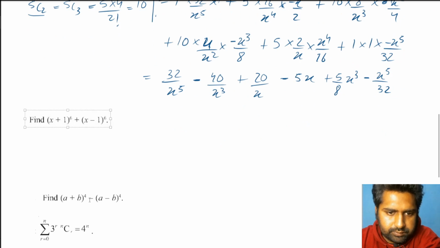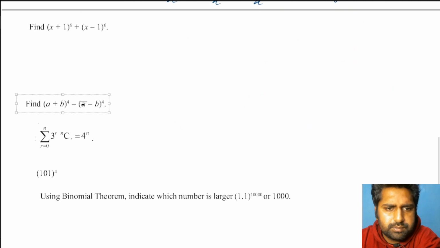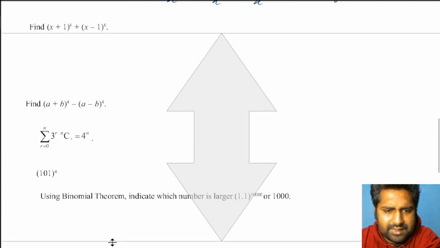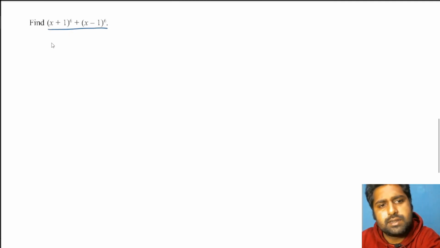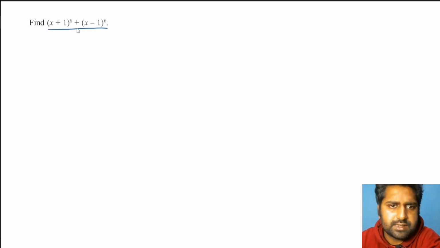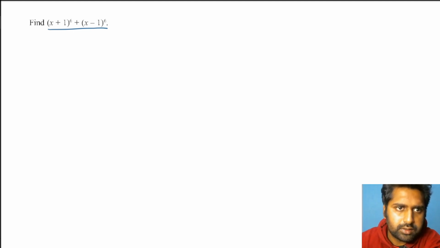Now there's one type of question. Basically, it deals with a kind of sense. It asks you for the expansion of this: find x plus 1 raised to power 6 plus x minus 1 raised to power 6, and you have to add them. So if I do the expansion of the first one, I will use the whole space so that we don't run out of space. x plus 1 raised to power 6.